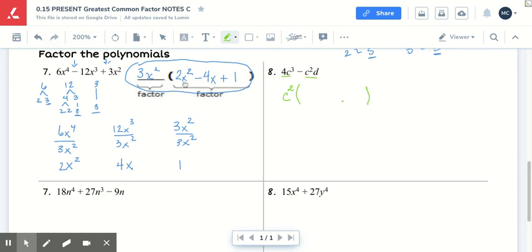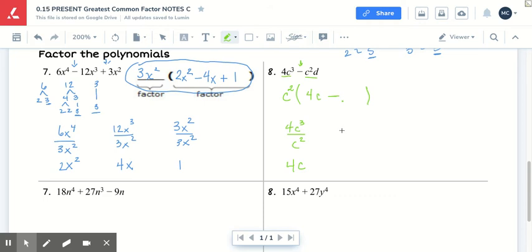Now go ahead and set up parentheses like they did for me before. And then I have to figure out what goes inside the parentheses here. Now I noted last time that whatever sign was between the terms was the sign I was going to have between my terms here. So I'm just going to go ahead and put down that minus sign. And then I'll take each of these terms and divide them by that greatest common factor. So 4c cubed divided by c squared. 4 divided by 1 is 4. And c cubed divided by c squared is, subtract the powers, 3 minus 2 is 1. So it's just 4c.